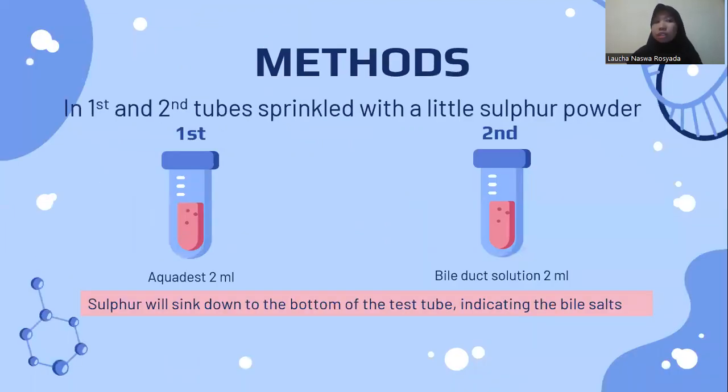In this method, in the first and second tubes, sprinkle a little sulfur powder. The first contains aqueous solution, 2 milliliters. And the second contains bile solution, 2 milliliters. Sulfur will sink down to the bottom of the test tube, indicating the presence of bile salts.